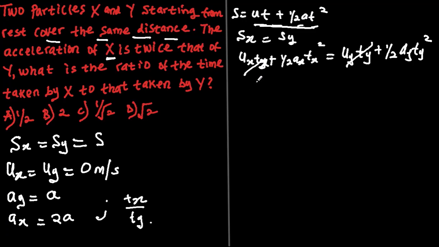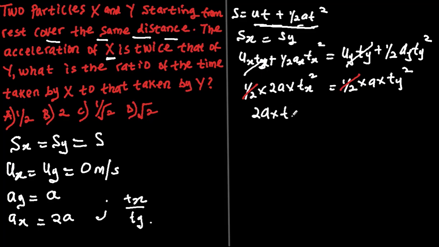So we are left with half. Half times a of x, which is 2a as we said, times t of x all squared, since that's what we are trying to look for, equals half times a of y, which is a, times t of y squared, which is unknown. That's what we're looking for. So we can say that half cancels half, right? Now we are left with 2a times t of x squared equals a times t of y squared. Now this is the tricky part. We need to arrange t of x over t of y.